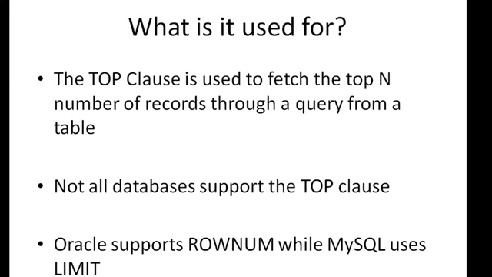As I said, the top clause is used to fetch a given number of records through a query from a table, and it makes sense to have such a thing because sometimes you would be working with tables that have quite a lot of data, like 1,000 rows or 5,000 rows, and if you would execute a normal simple select star query on that table, you would get 5,000 rows in your result set. And if suppose you just want to see 5 or 10 sample rows from that table, then you can use a top clause to limit the number of rows that you get.